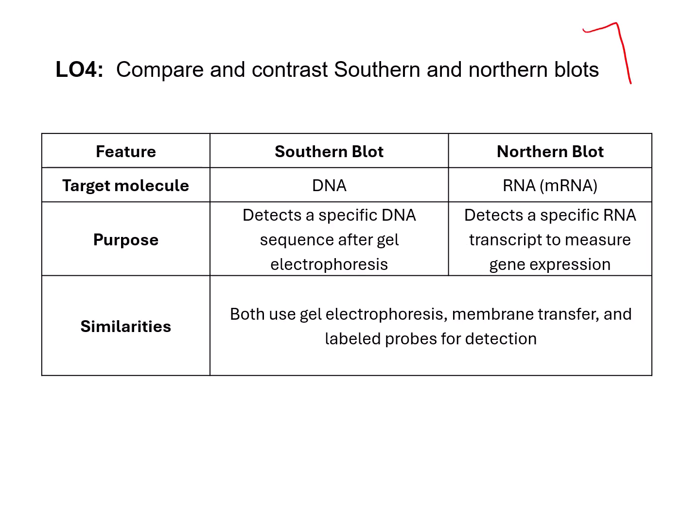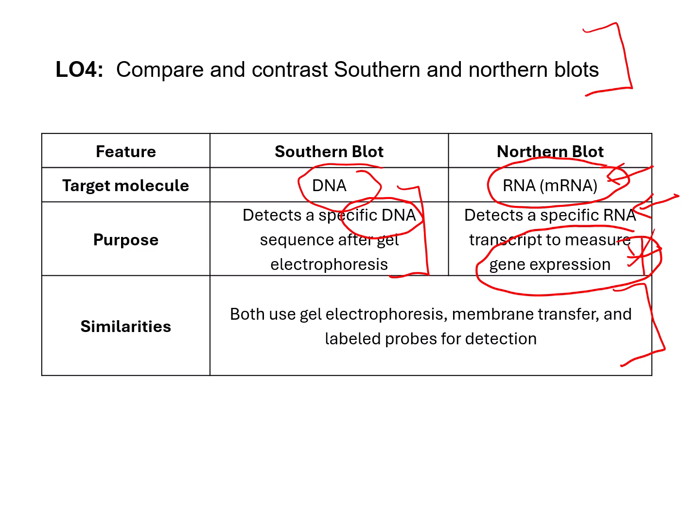And here's our fourth learning objective: compare and contrast Southern and Northern blots. So Southern and Northern blots are very similar. They both use gel electrophoresis, membrane transfer, and probes for detection. But the main difference is, in Southern blots, we're looking at DNA. We have a DNA probe to find a specific DNA sequence after gel electrophoresis and transfer to that membrane. In Northern blots, we're looking for RNA or messenger RNA. So we're going to use an RNA probe usually, or DNA because it can bind to RNA. And we're trying to measure gene expression.